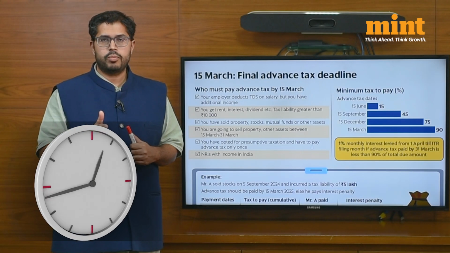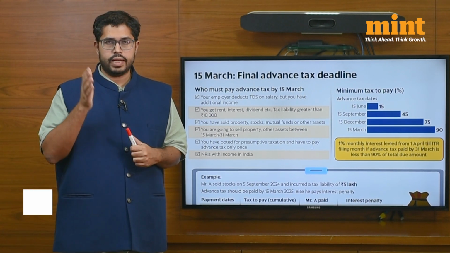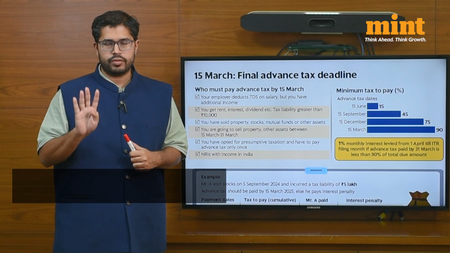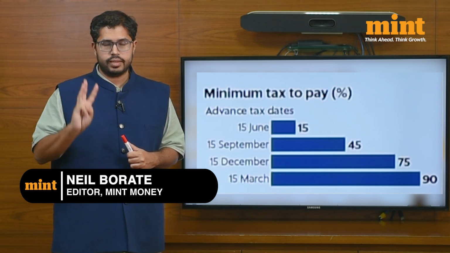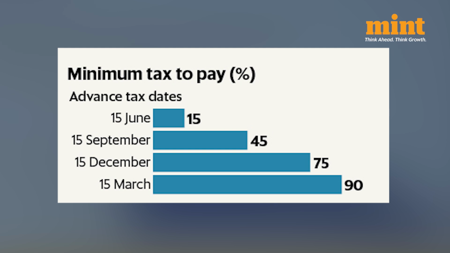As 15th March approaches, it's really important for you to pay advance tax, if any, that is due from you. So in India, there are four important dates for advance tax. There's 15 June, there's 15 September, there's 15 December, and of course, 15th March. And each of these dates require you to pay a certain amount of tax.